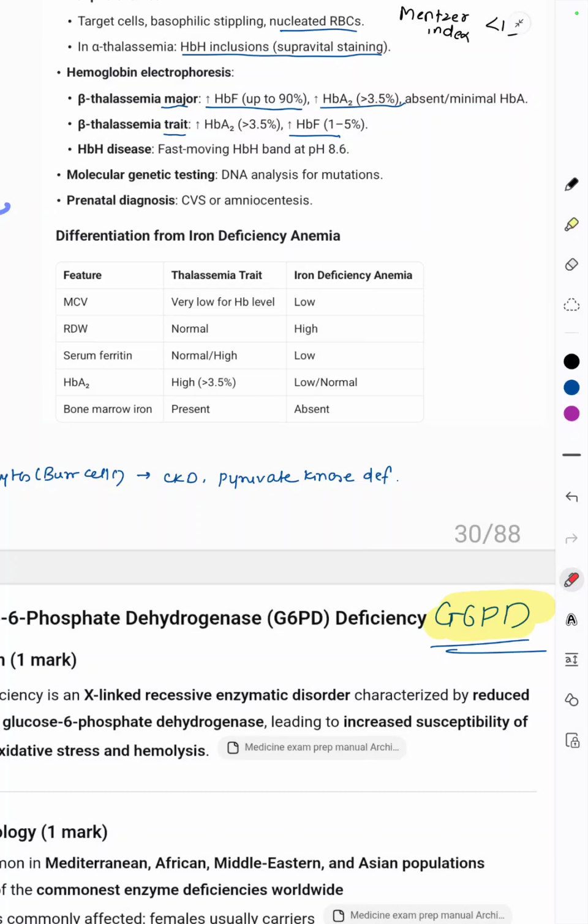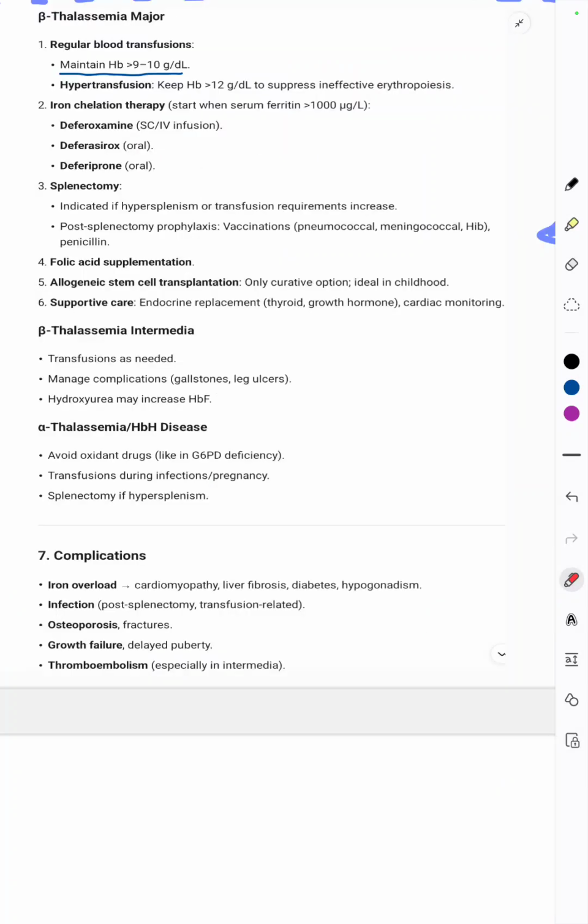As compared to iron deficiency anemia, where the RDW, red cell distribution width, is high, in thalassemia it is going to be normal. Now, beta thalassemia major. In beta thalassemia major, the management is going to be regular blood transfusion.